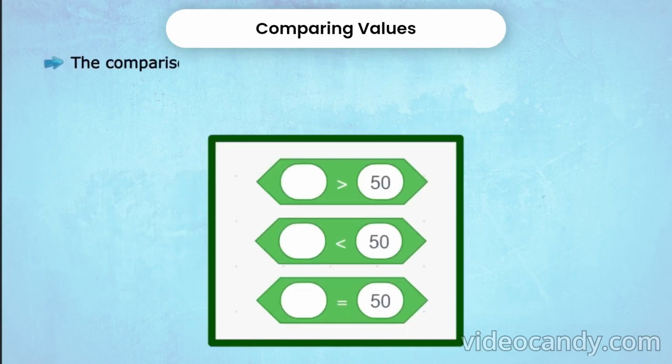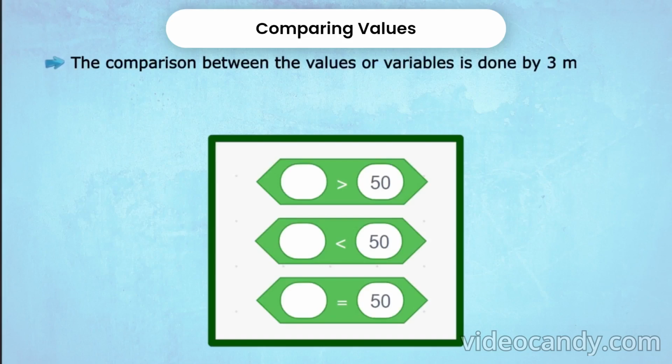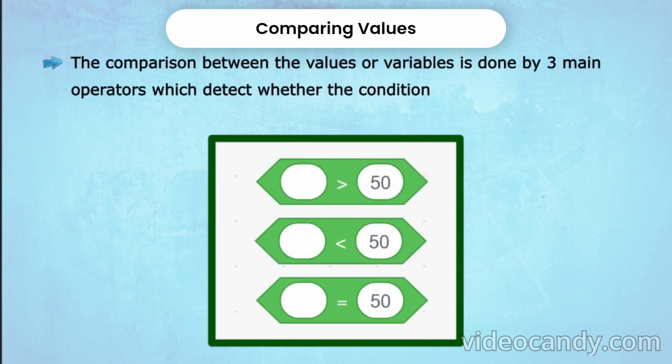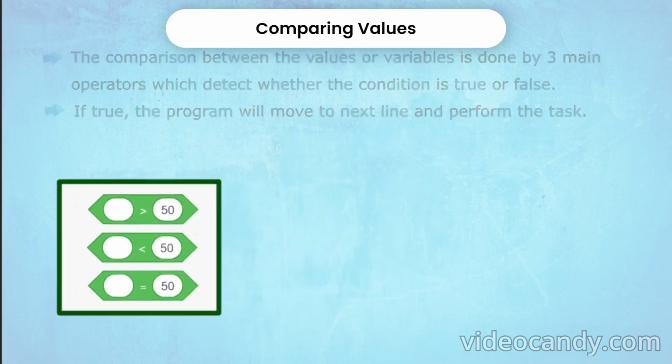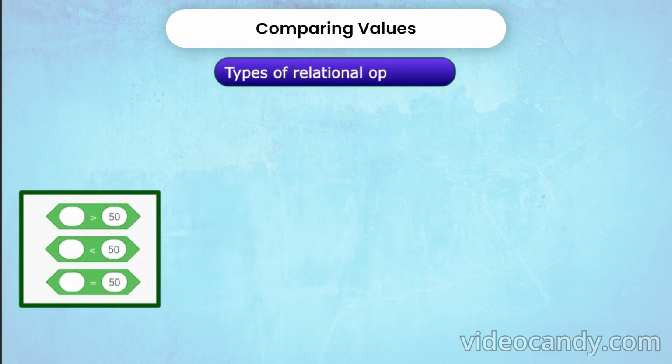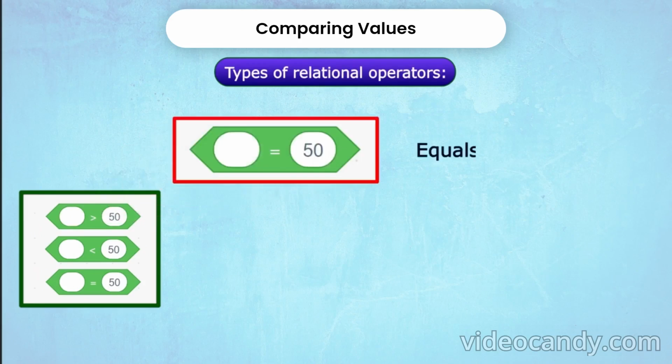The comparison between the values or variables is done by three main operators which detect whether the condition is true or false. If true, the program will move to the next line and perform the task. Types of relational operators. Equals to. This operator checks if two values are equal, then the block returns true, else false.